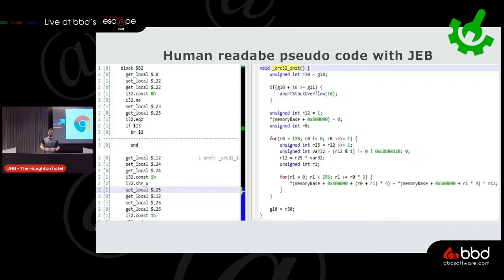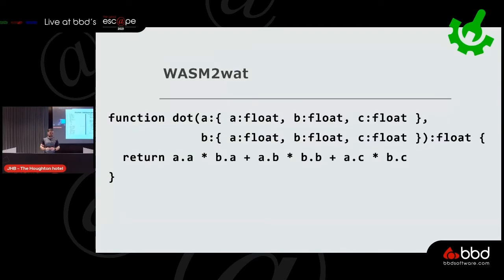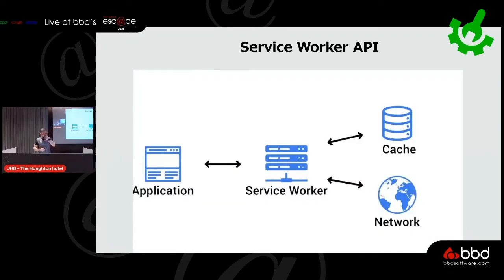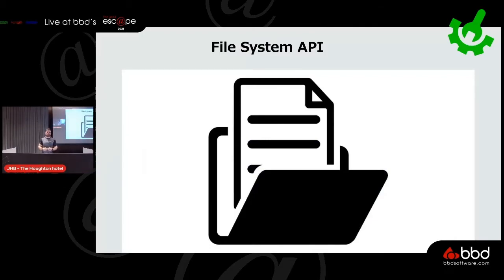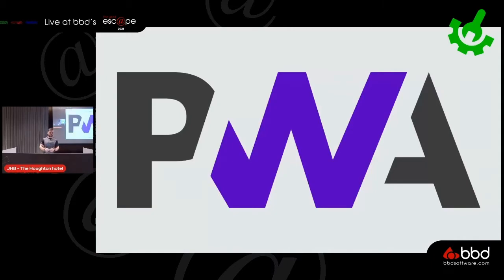You can use the JEB to decompile them down into human-readable pseudocode. So if a different part of your project needs that, they can do that as well. Or you can use WASM to decompile most of the code into generic functions, which most developers should be able to understand and read. So through the use of the Service Worker API and through the use of the File System API, they built not only a browser-based IDE, but it is also a progressive web app.